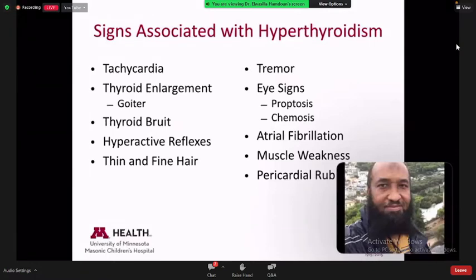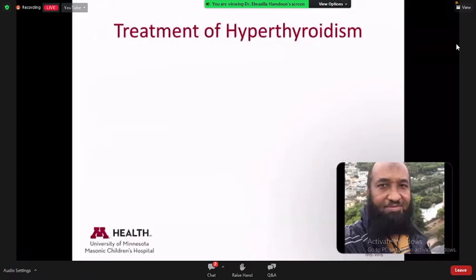lid retraction. Chemosis is the swelling of the conjunctiva, and there is usually irritation because the eye cannot close shut completely. Atrial fibrillation can happen in severe cases, likewise muscle weakness and pericardial involvement.